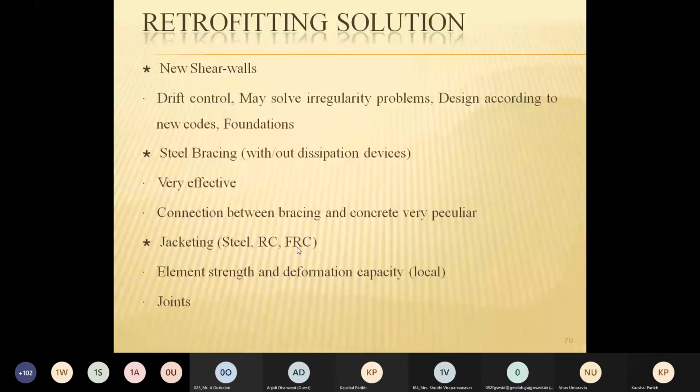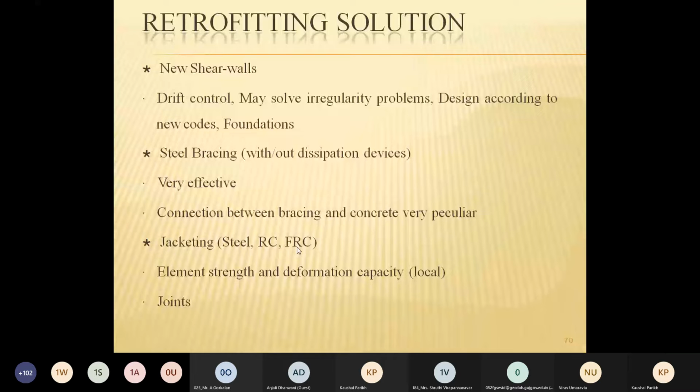The third retrofitting solution is jacketing. Jacketing may be carried out with the help of steel, reinforced concrete, or fiber reinforced concrete. Here we can also apply the jacketing with the help of FRP, fiber reinforced polymer sheet.